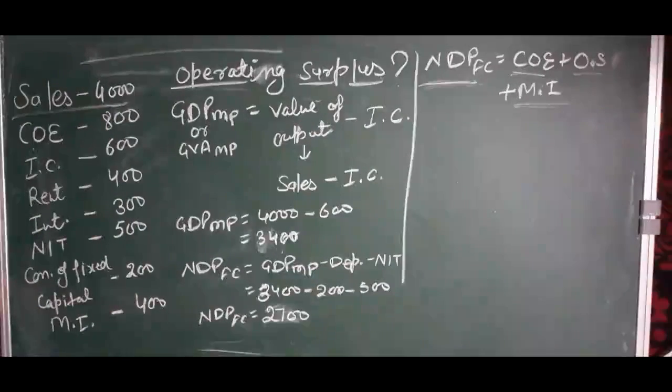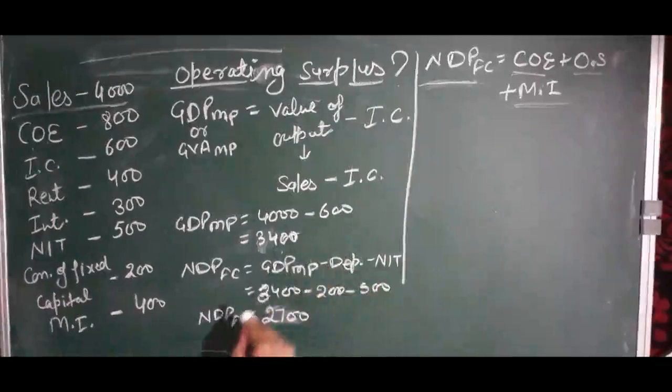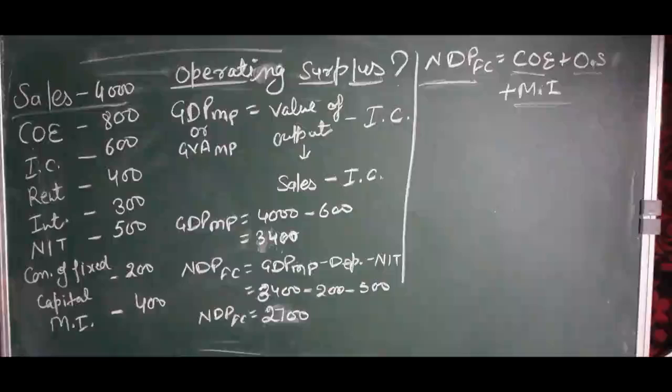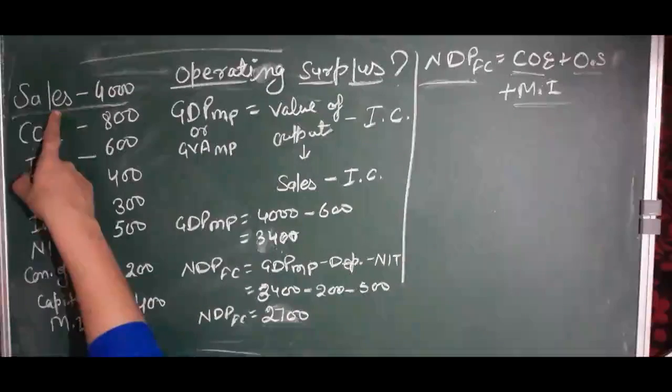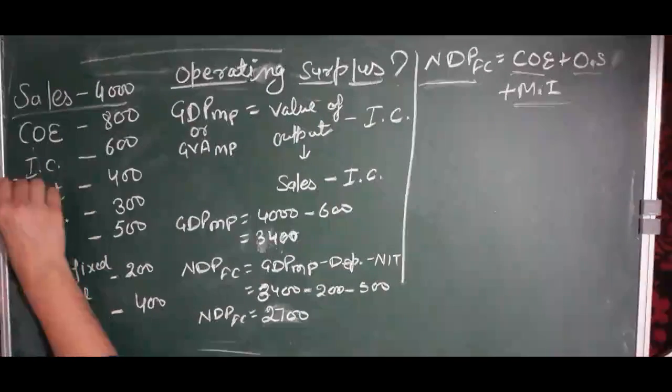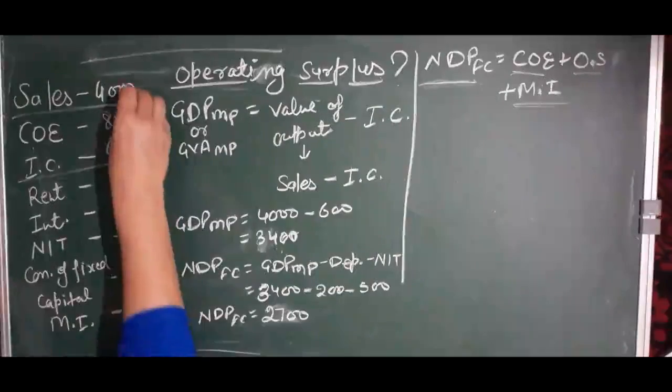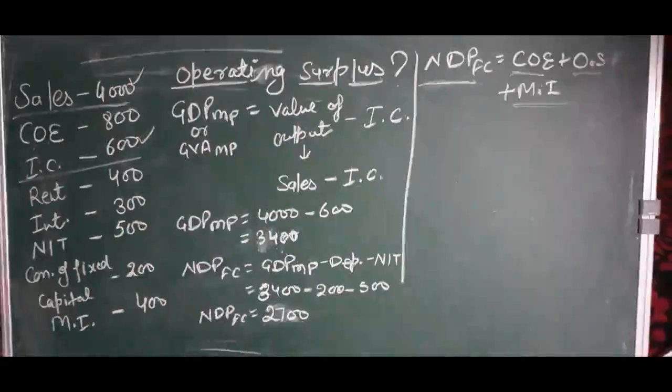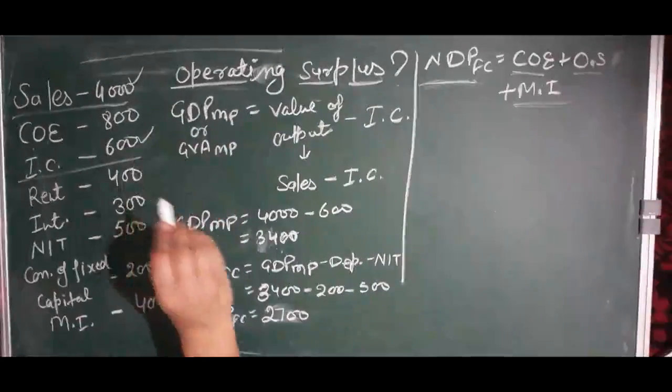So we can calculate the NDP at FC using the value added method. In the value added method, we know that value of output is equal to sales, and intermediate consumption is also given. So with the help of these two terms, we can calculate the GDP at MP.